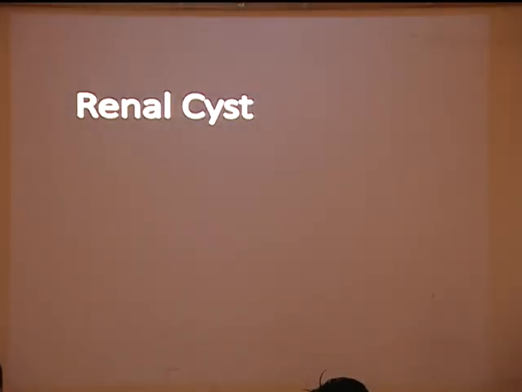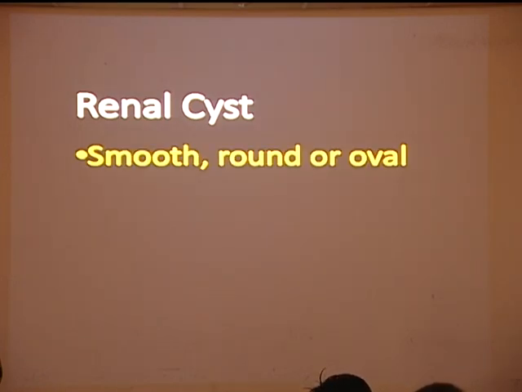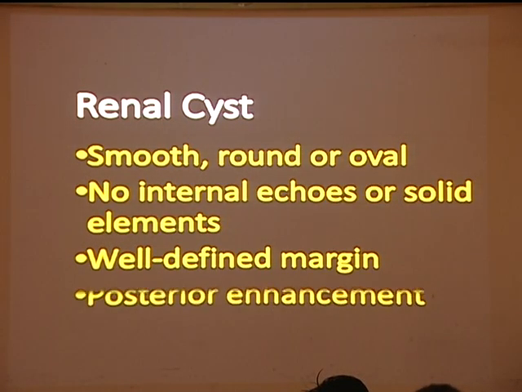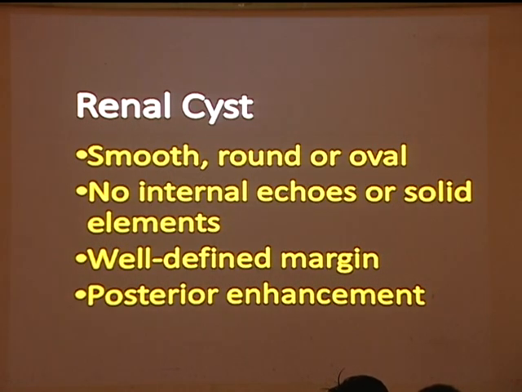Another common finding on kidney ultrasound is the renal cyst. Renal cysts are a common finding and usually benign, but a malignancy or complex cyst may look similar. So you have to remember several criteria of a renal cyst, and these criteria must all be fulfilled. The renal cyst must be thin, smooth, round or oval, with no internal echoes or solid elements, a well-defined margin, and posterior enhancement.